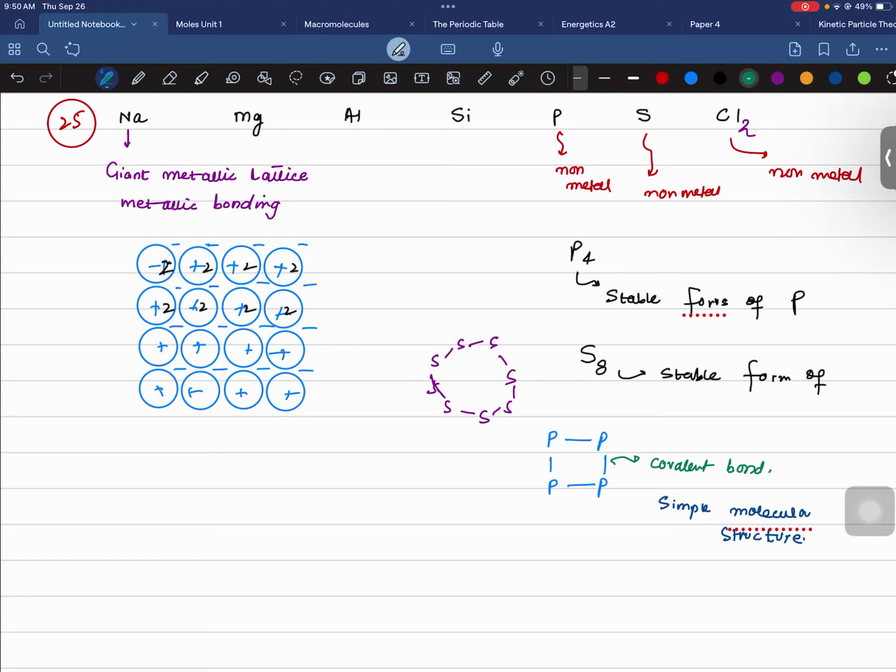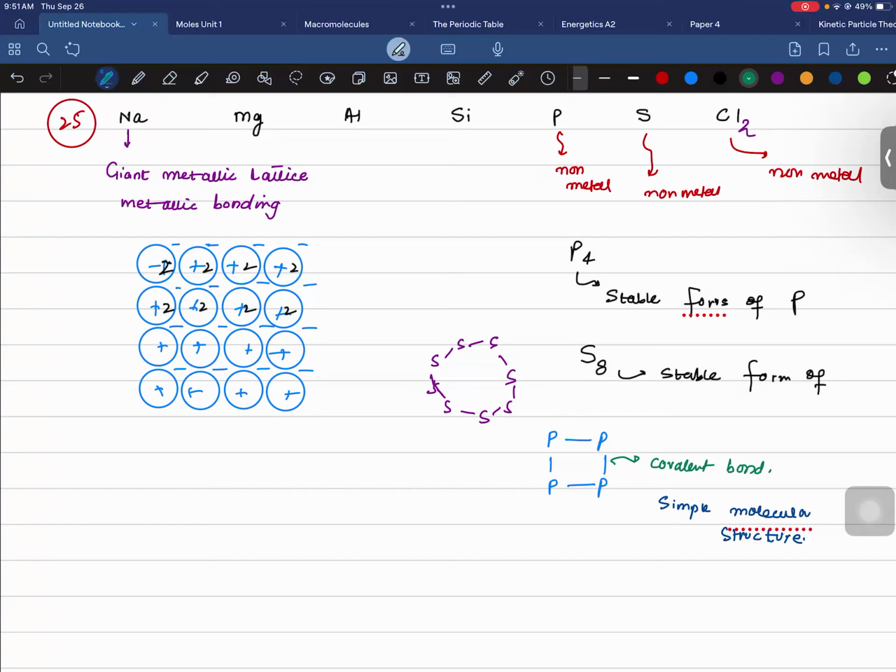Can you tell me any giant covalent structure, if you remember? I'm not too sure. Diamond, graphite, graphene, silica, fullerenes. Chlorine is a simple molecular structure, it's not a giant one. Okay, so these are the structures and bondings that you need to remember. You need to memorize them basically, right?